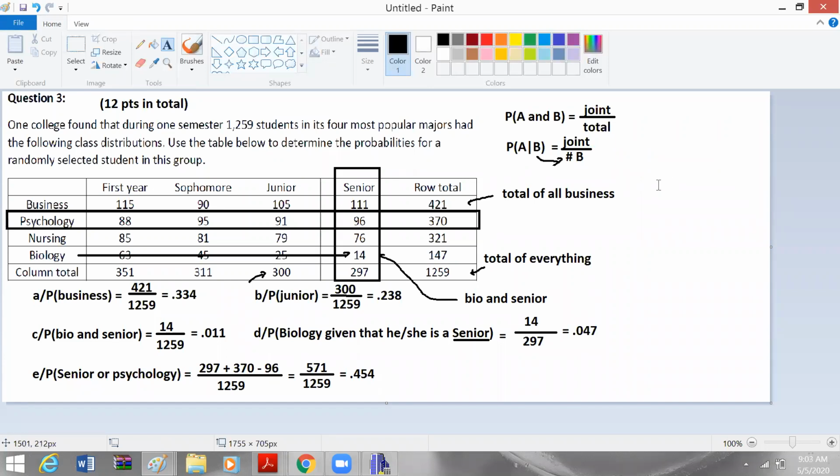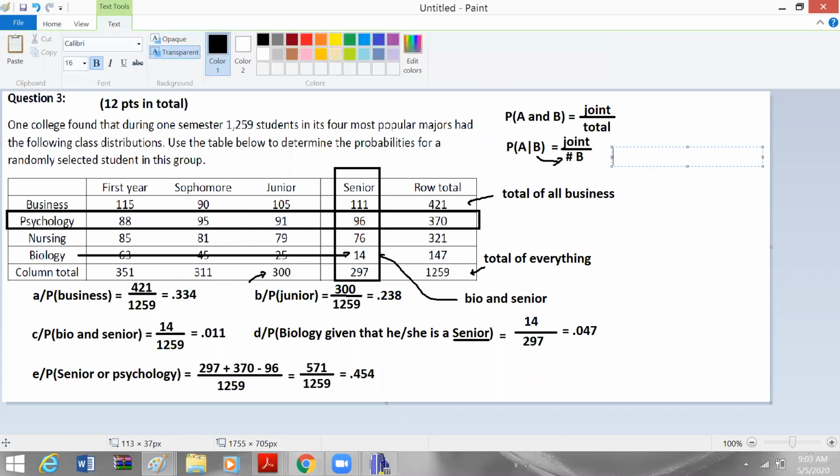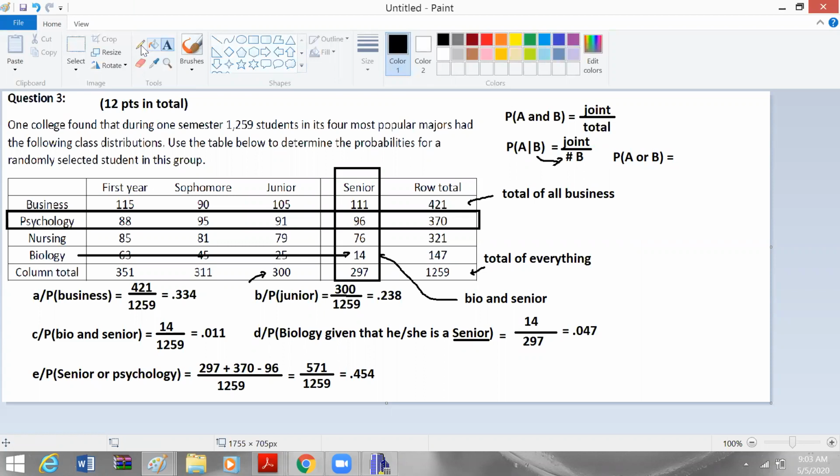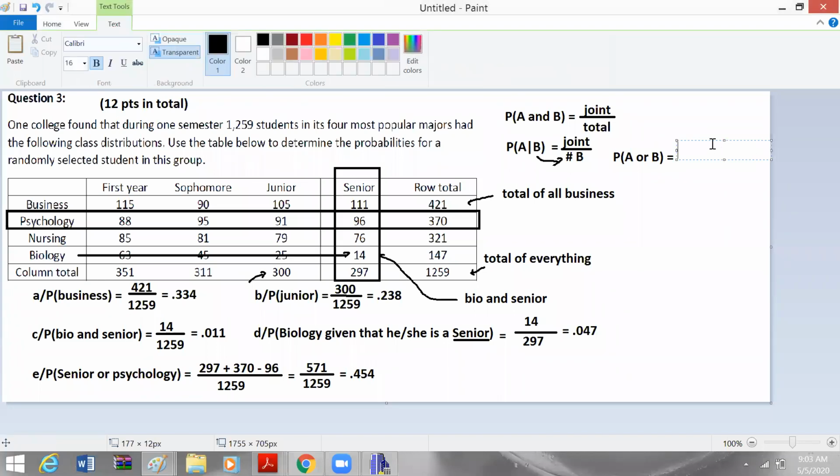So finally, we're gonna have the probability of A or B, right? So what should we do? We're gonna add up the two and subtract the joint, and then we divide it by the total of everything for that part. So on this type of question, we're going to take the total of A plus the total of B minus the AND, minus the joint.